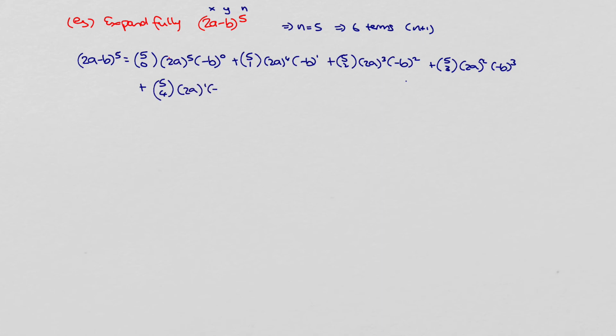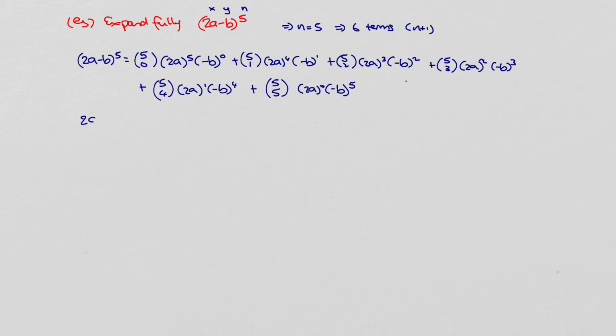2a to the power of 1 minus b to the power of 4. And then last term, 5 choose 5. And then it's 2a to the power of 0 minus b to the power of 5. So whatever n is, we always start at n choose 0 and end at n choose n, so 5 choose 5 in this case.